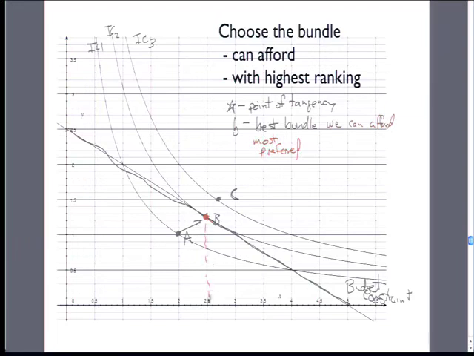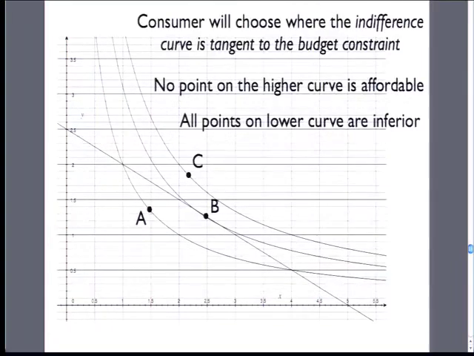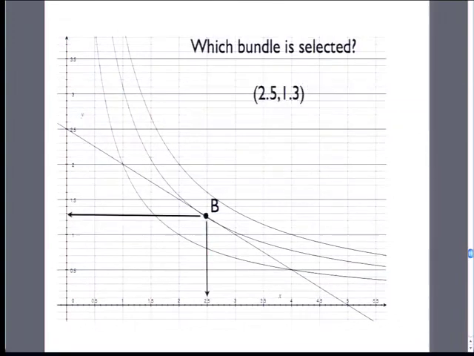And so we do that, and we're like, OK, looks like we're consuming 2.5 of this one and 1.25 of this one. That's the best we can get. All points on the higher curve are superior. All points on the lower curve are inferior. We can afford more than them.